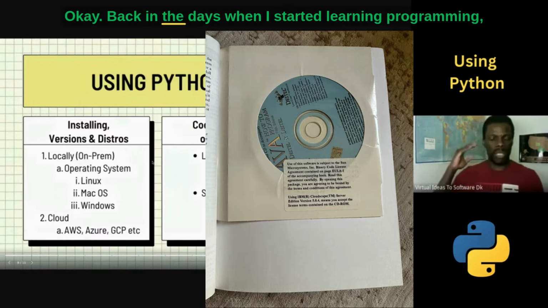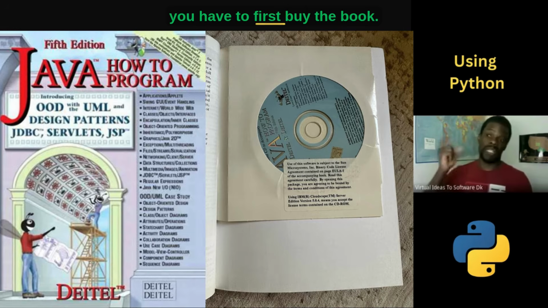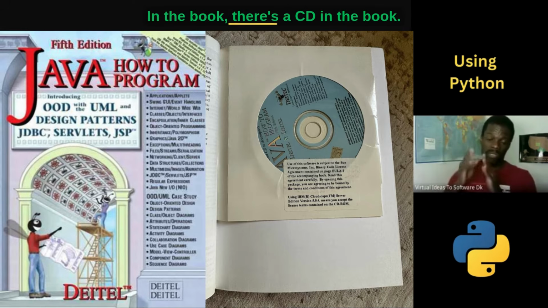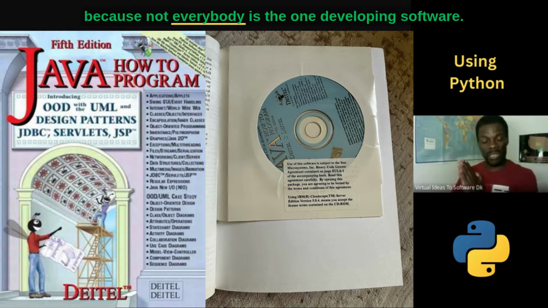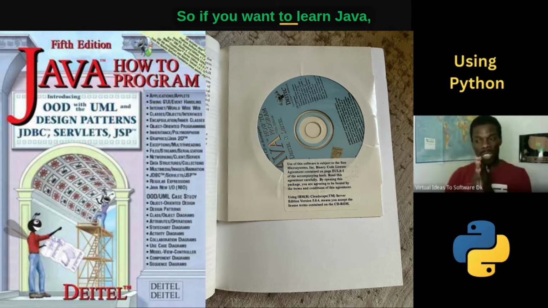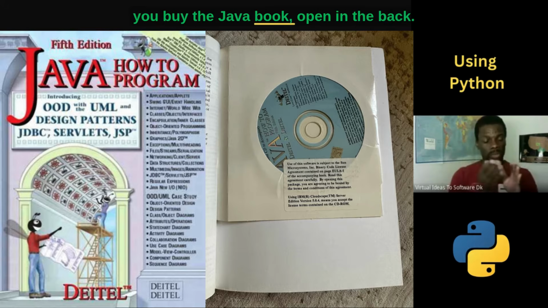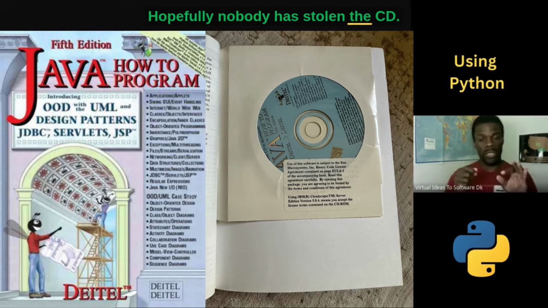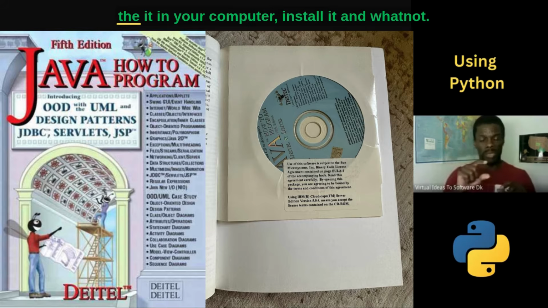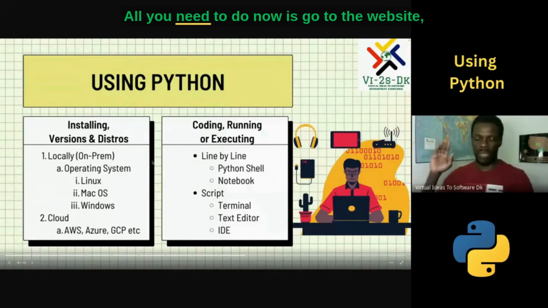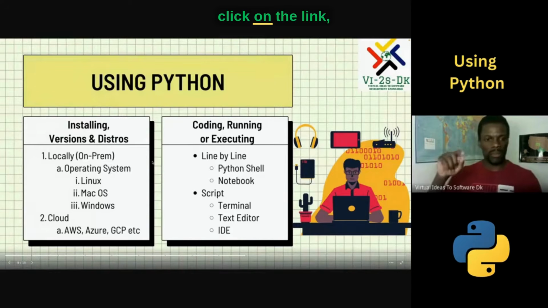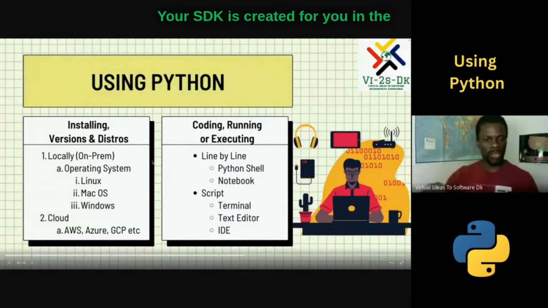Back in the days when I started learning programming, you had to first buy the book. In the book, there's a CD. The CD has the software development kit, because not everybody is the one developing software. So if you want to learn Java, you buy the Java book, open in the back, hopefully nobody has stolen the CD, you get the CD, put it in your computer, install it and all whatnot. Nobody's doing that anymore. All you need to do now is go to the website, click on the link, download your distribution, and your SDK is created for you in the back.